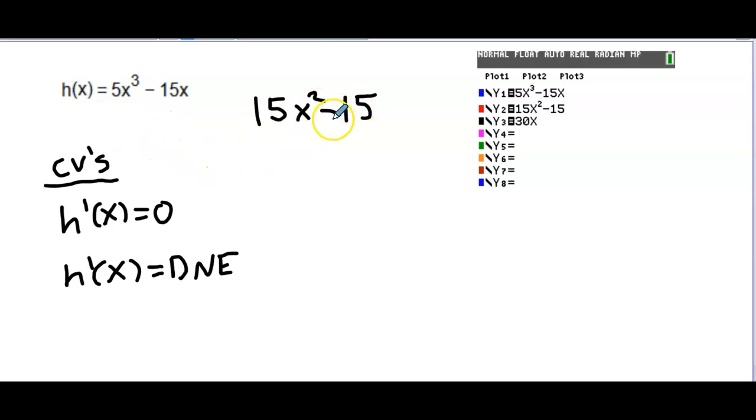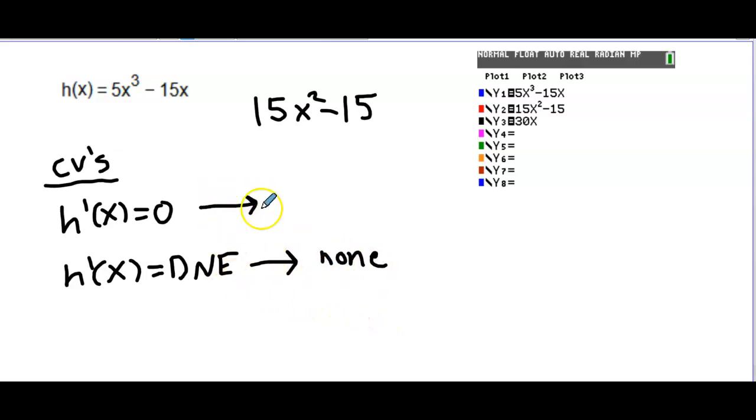Now, if you notice, this is a polynomial. There's no division. There's no square roots. So we don't have to worry about values of x where the function doesn't exist. This polynomial is defined for all values. So there is no value of x that makes our first derivative not exist. So we'll get no critical values there.